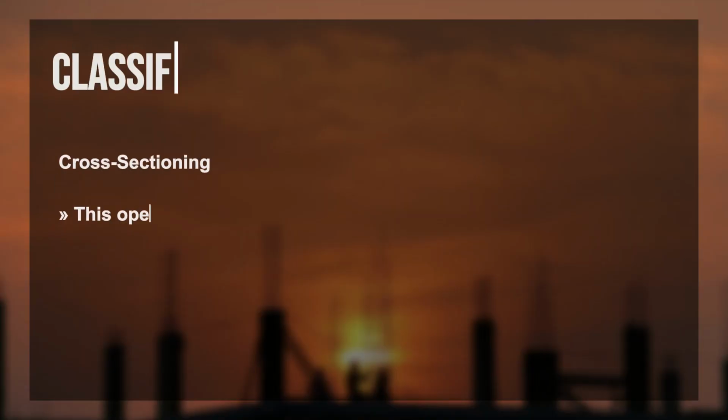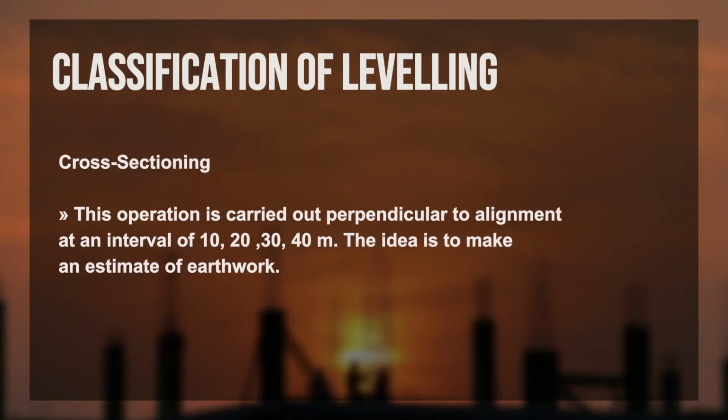The classification of leveling can be cross sectioning, the precise leveling, or trigonometric leveling. For example, in cross sectioning, it is carried out perpendicular to the alignment at an interval of 10, 20, 30, 40 meter. This gives the idea to make an estimate of the earthwork.